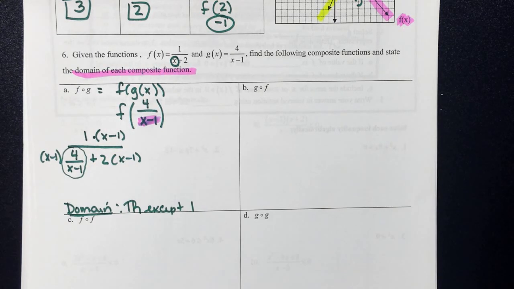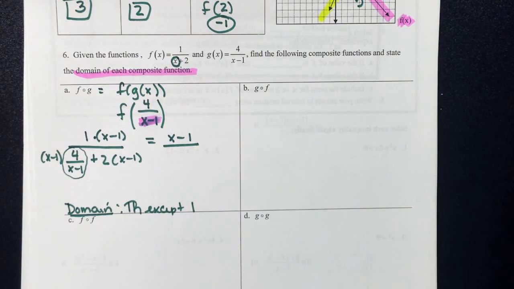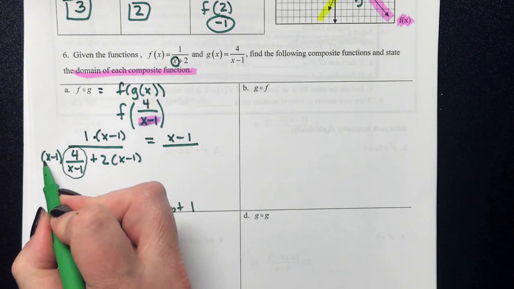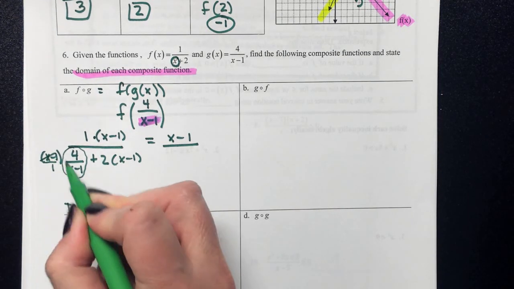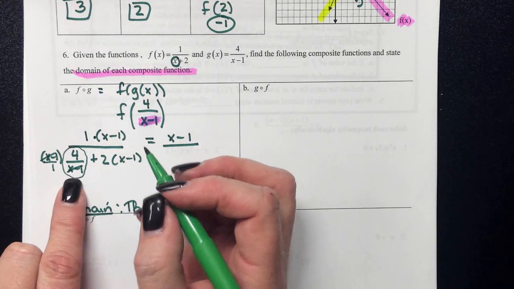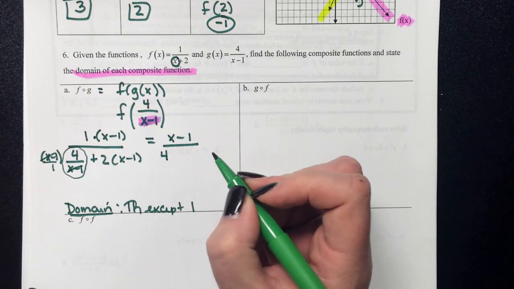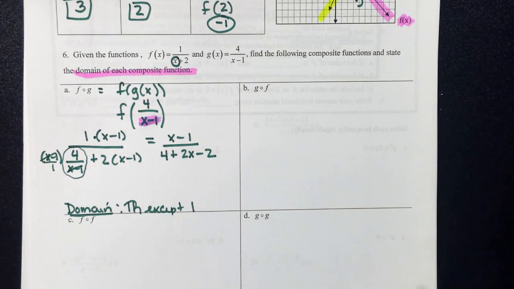The idea is you want to have the fraction in the denominator disappear. So when I multiply 1 times x minus 1, that's just going to give me an x minus 1 over. What happens when I multiply x minus 1 by 4 over x minus 1? Those x minus 1s cross cancel. And what are you just left with? You're left with a 4. Distribute the 2, so that's going to give me a 2x minus 2.